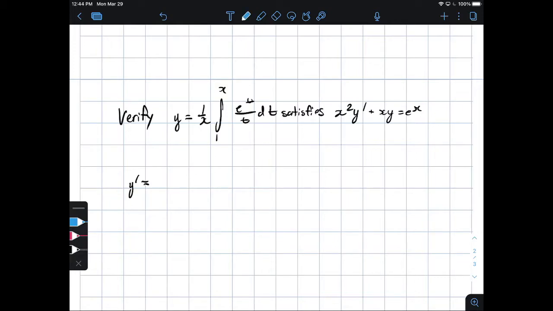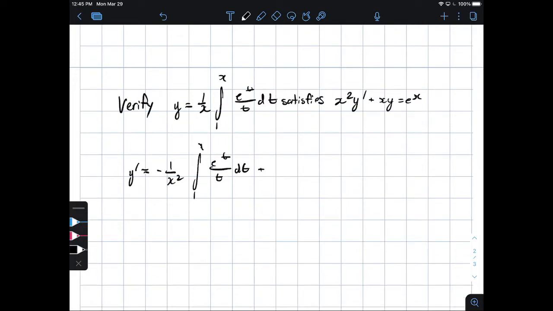What we see is we actually have two terms here, so we're going to have to use the product rule. And we're going to take first the derivative of 1 over x, which is going to be negative 1 over x squared, times the integral from 1 to x of e to the t dt. And plus, now we don't take the derivative of 1 over x, we leave that as is, but we take the derivative of this integral, and that's just going to be the fundamental theorem of calculus, which means we're just going to have e to the x over x, which is nice.